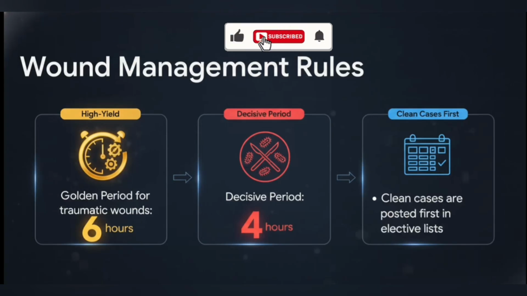Time for some rapid-fire, high-yield exam pearls. These are the golden rules of wound management. The golden period for suturing traumatic wounds is 6 hours. The decisive period, which is that critical window between making your skin incision and bacterial colonization taking hold, is 4 hours. And a very practical rule for any hospital: in elective OT lists, clean cases are always posted first. You do this to prevent cross-contamination from the dirty cases later in the day.